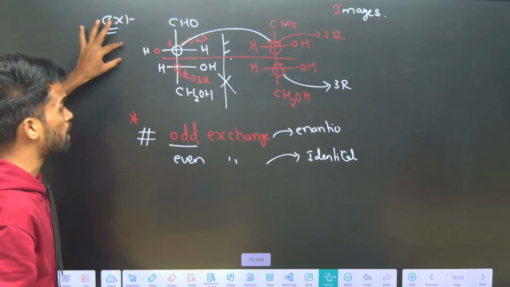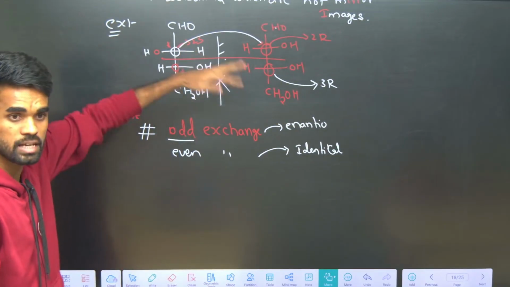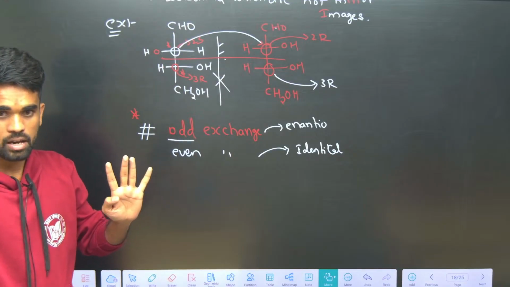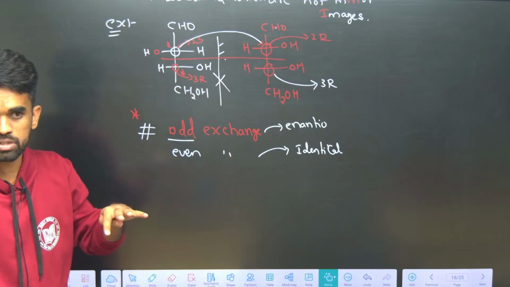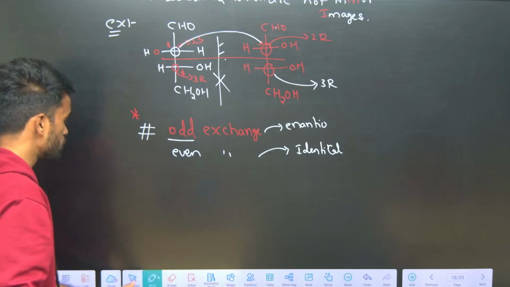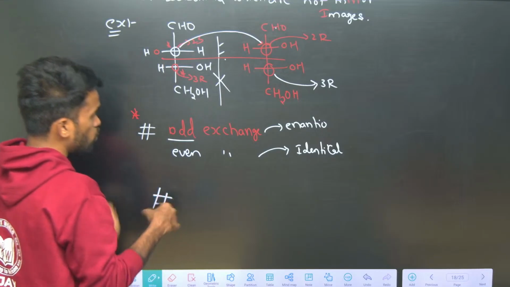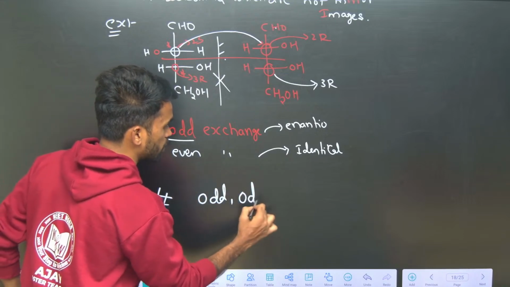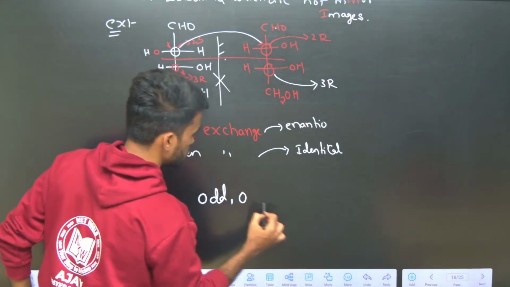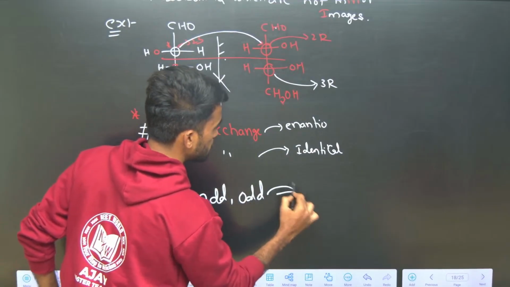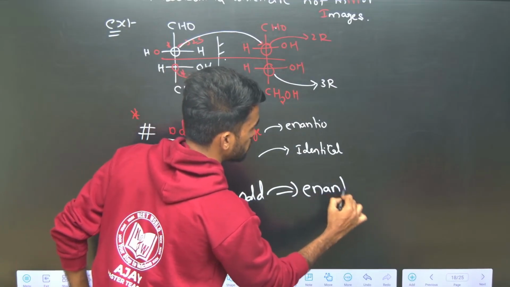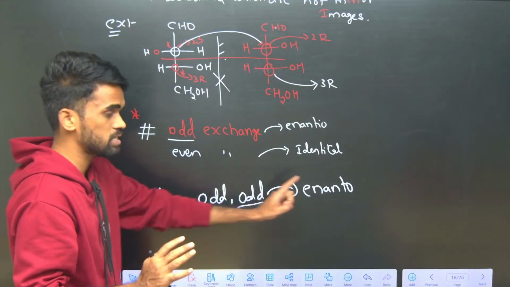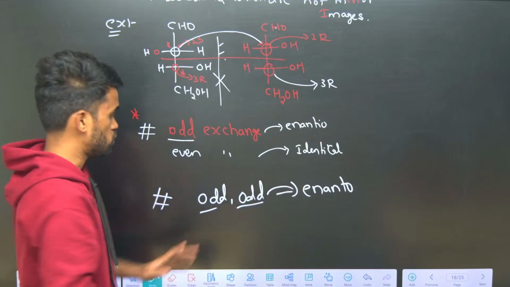But sometimes we have multiple chiral centers, like 2 or 3. In glucose, if you see, 4 chiral centers are there. Fructose will have 4, mannose again 4, like this. So what happens here, if more than one chiral center is there: if odd exchanges are seen at each chiral center, then we can say these are enantiomers.